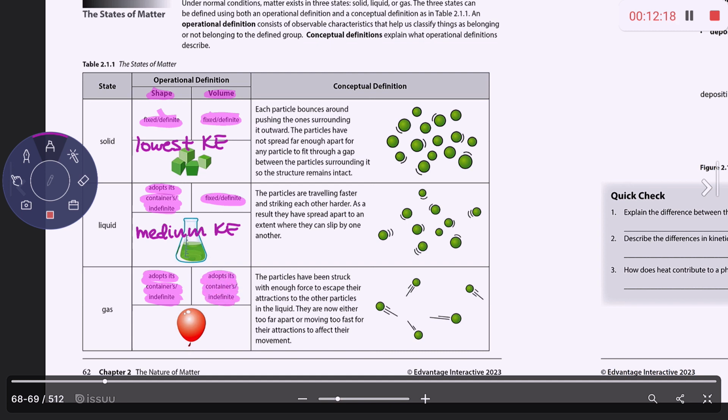And then gas particles do take on the shape of their container as well, and they do take on the volume. So they can expand, and then we can also compress them. So because there's so much space in between particles, and these have the highest kinetic energy out of the 3. Let's turn the page. We're almost done with this section.